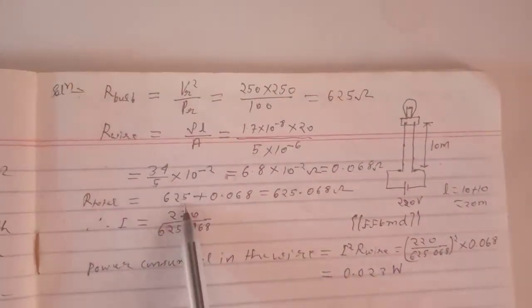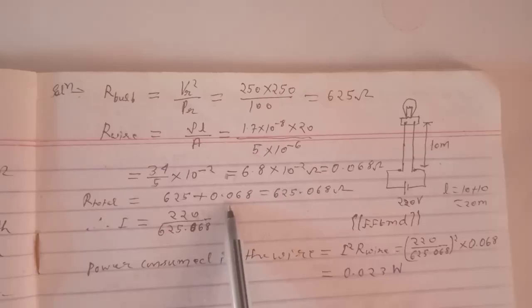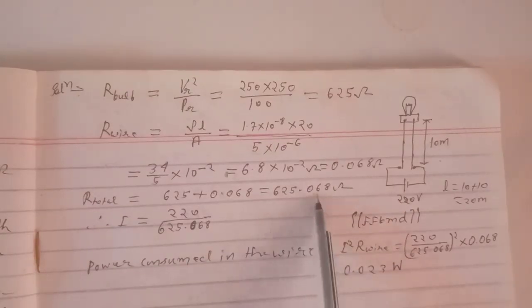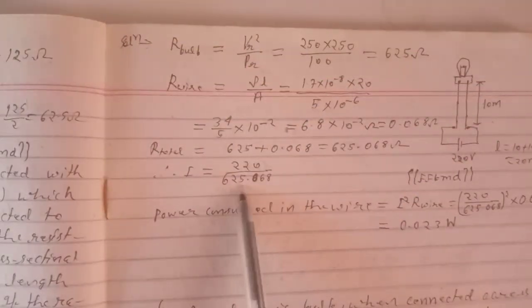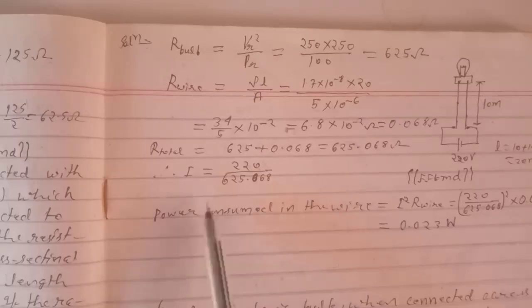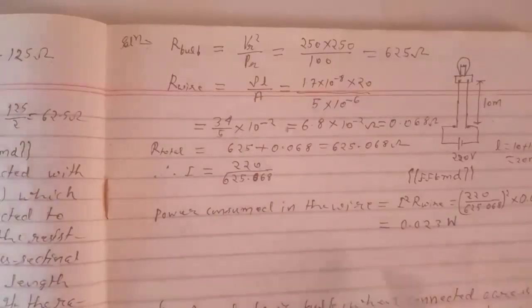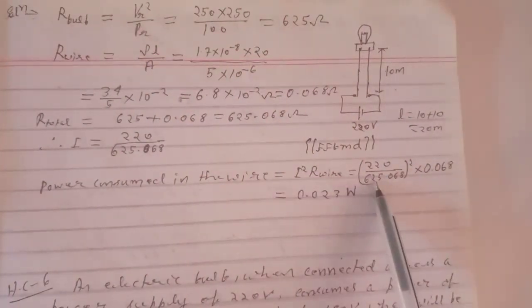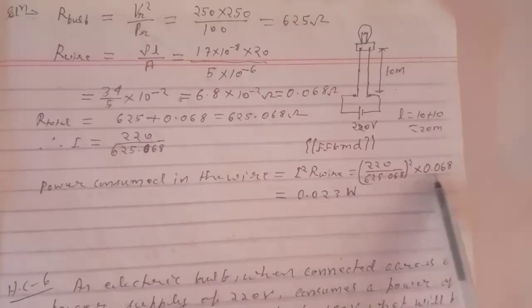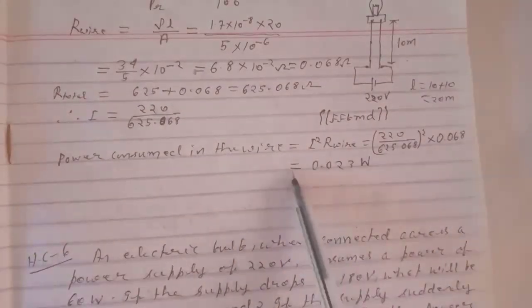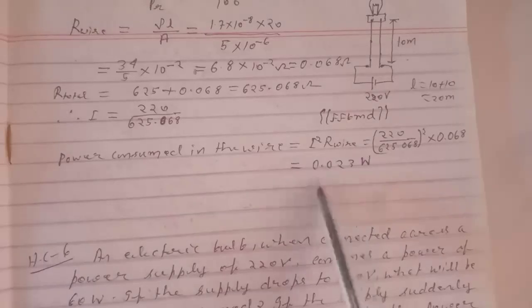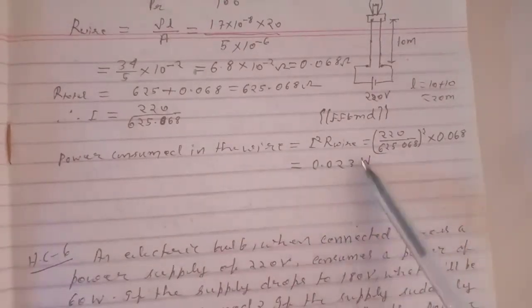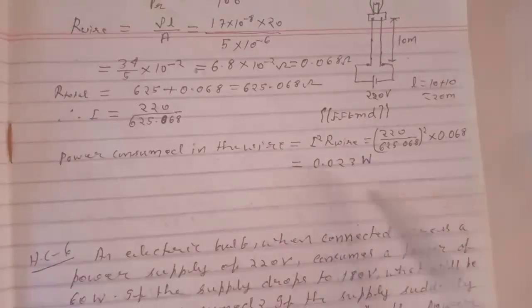So R total will be 625 plus 0.068, 625.068 ohm. Hence I will be 220 by 625.068. Now power consumed in the wire is I square into R wire. So 220 by 625.068 to the whole square into 0.068 equals 0.023 watt. So we see that the power consumed in the wire is very less, so this can be neglected.